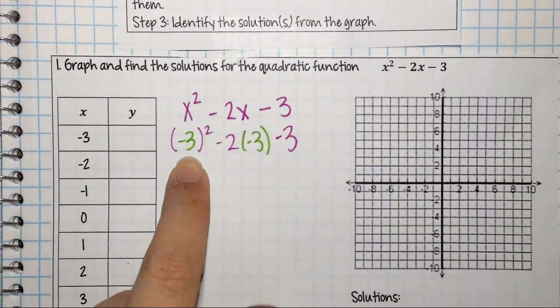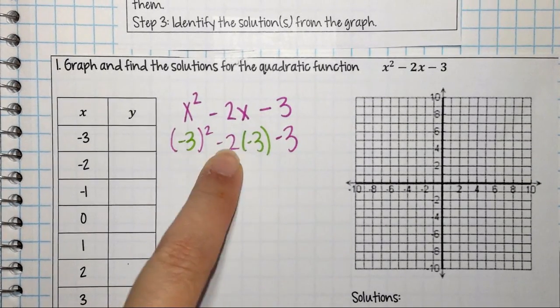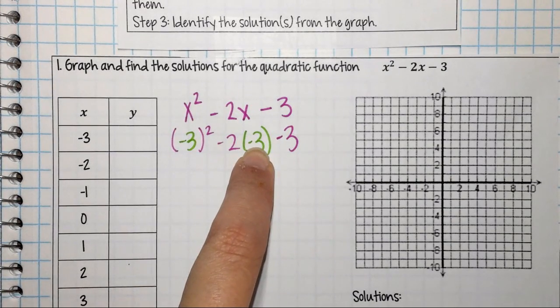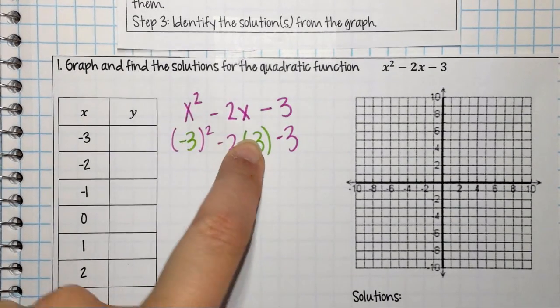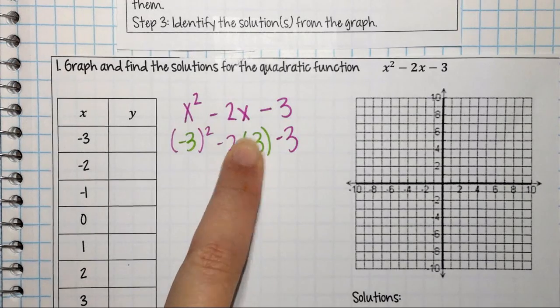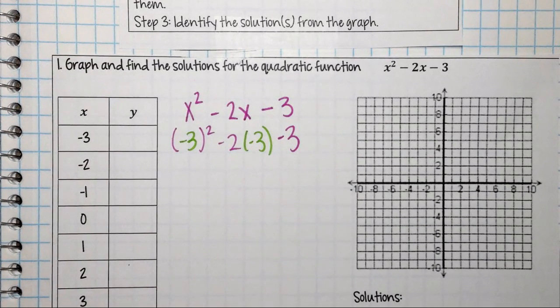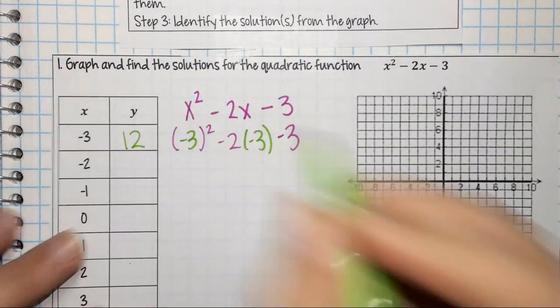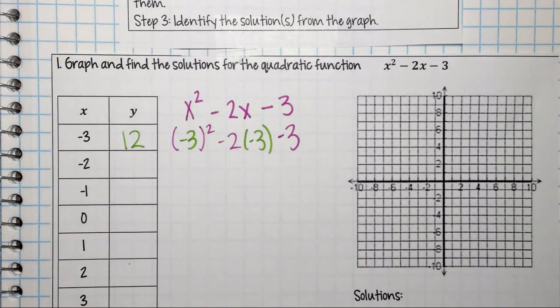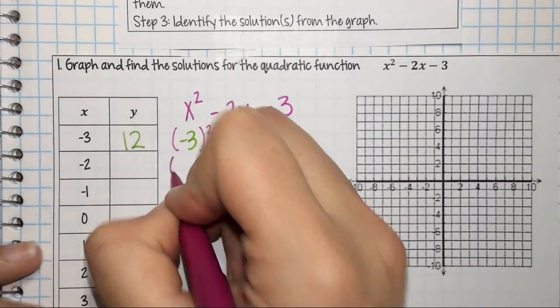So what's negative 3 squared? And what's negative 2 times negative 3? What's 9 plus 6? And what's 15 minus 3? Does everybody see how we got 12? We're just using order of operations. All right, let's go plug in -2.